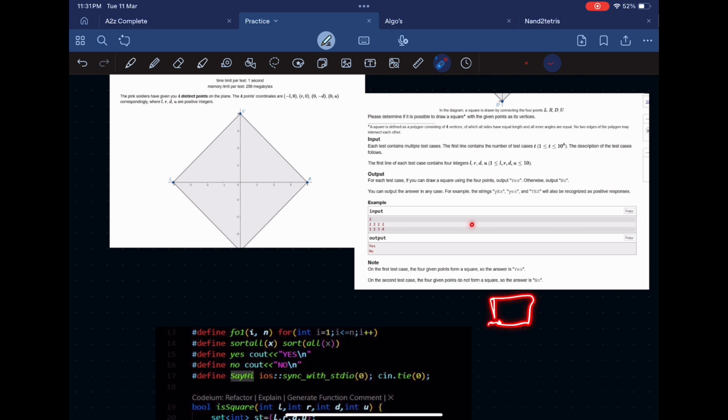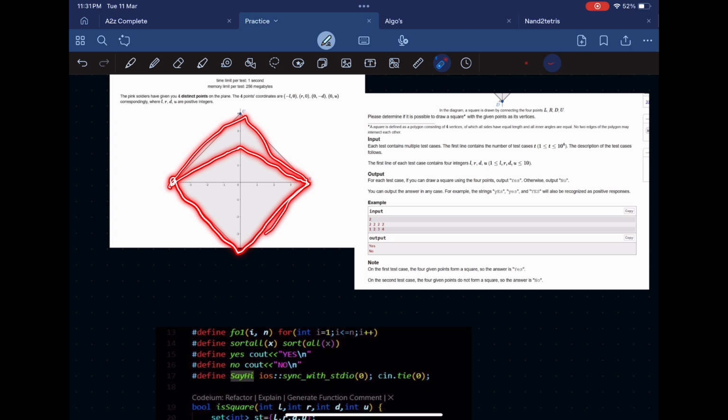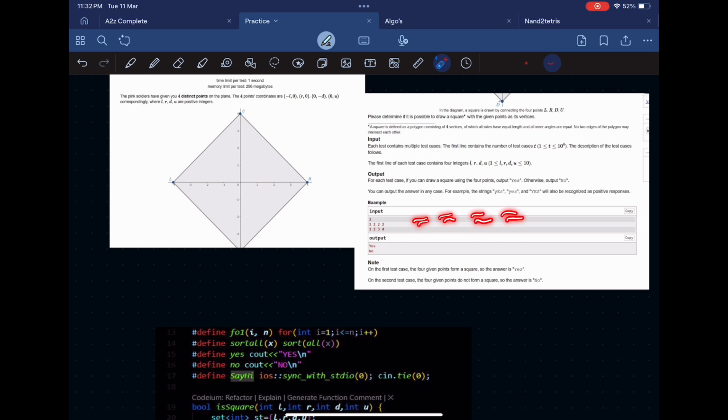If one value goes a little bit different, let's suppose the U value is 2, as you can see this does not look like a square. It's kind of a rhombus. So for a square, L, R, D, U should be the same. You just need to check if L, R, D, U are equal. If equal, return true, or yes, else no. So this should be your solution.